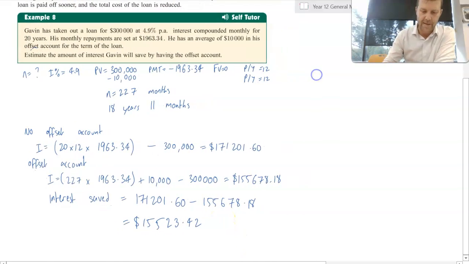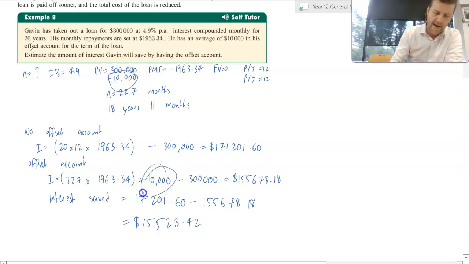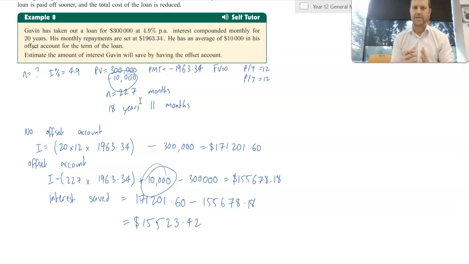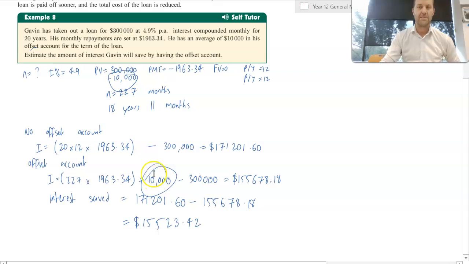Anyway, that is a process, and that's just the basic process of calculating approximately how much interest you would save using an offset account. Keeping in mind, you only pay interest on the difference between the amount you borrow and what's in your offset account, but you still need to somehow pay that amount back at the end of the number of months, for example. So keep that in mind. Really important with the offset account: a lot of people forget to add that amount back on at the end.